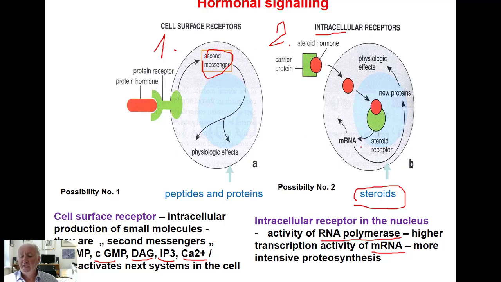And you know that messenger RNA is important for intensive proteosynthesis. So the proteosynthesis is running higher and is more activated in this moment. So these are the two possibilities: one is a receptor in the cell membrane for the hormone, and the second is a receptor, for example, inside the nucleus.